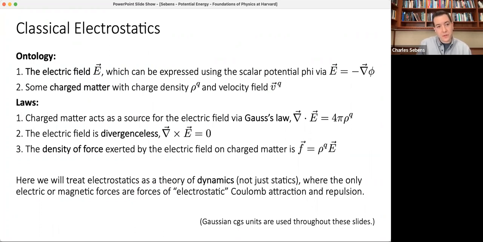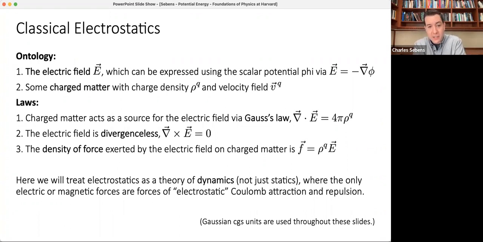So the ontology includes the electric field, which can be written as E, a vector field, or you could write it as a scalar potential phi, and then E is minus del phi. So you could use either phi or E to represent your electric field. Then you have some kind of charged matter. Classical electrostatics on its own doesn't tell you everything about that charged matter, but you'd have some charged matter with charge density rho, superscript q here, and a velocity field v superscript q.